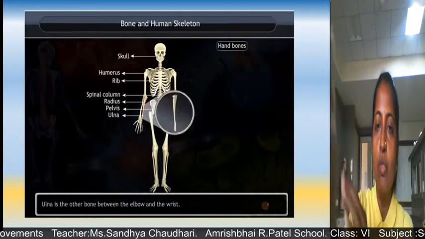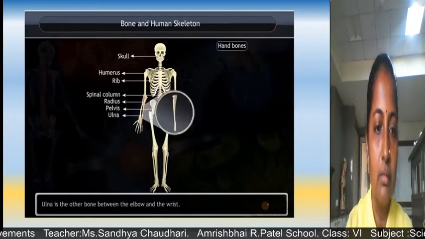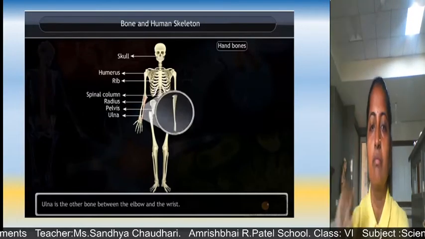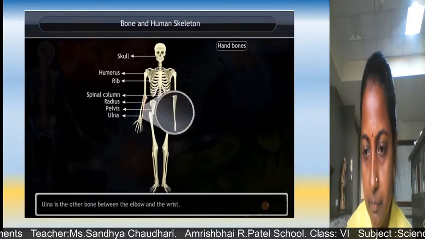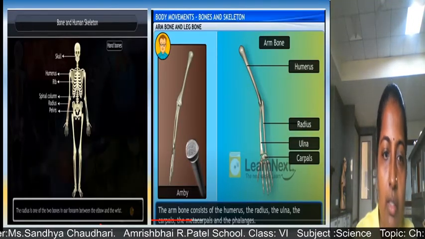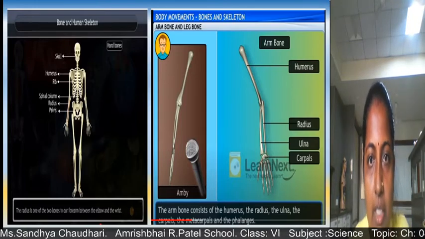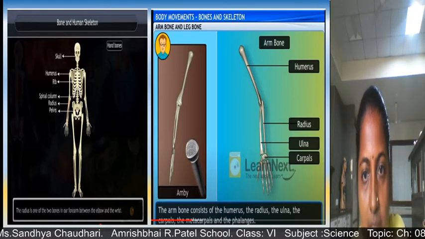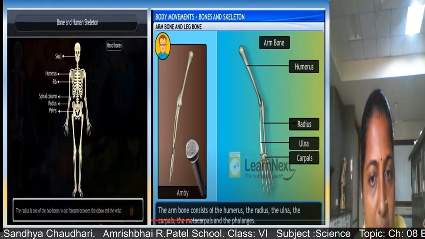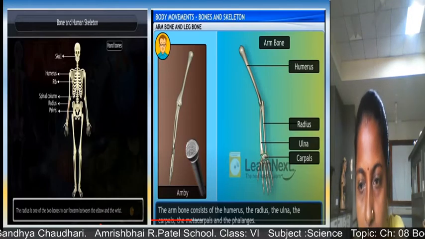Now we will see about the ulna, from this elbow to this end. So the ulna is another bone between the elbow and the wrist. That is the ulna. As you can see, the radius is also one of the bones in your forearm, between the elbow and the wrist. So you can see here, children, humerus, radius, ulna and carpals, and metacarpals and phalanges also there in your fingers.